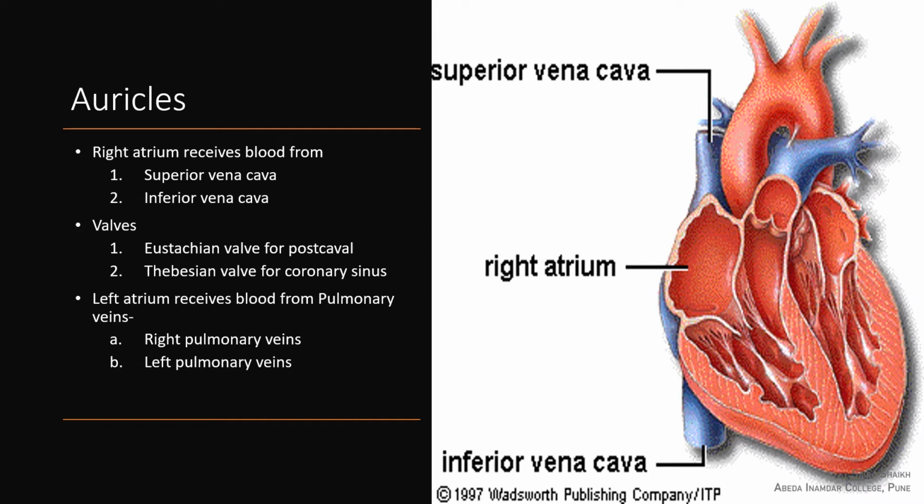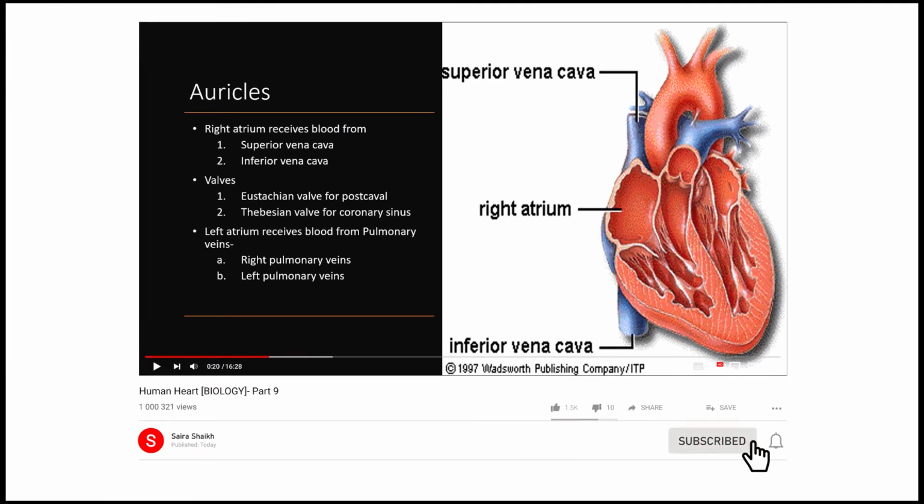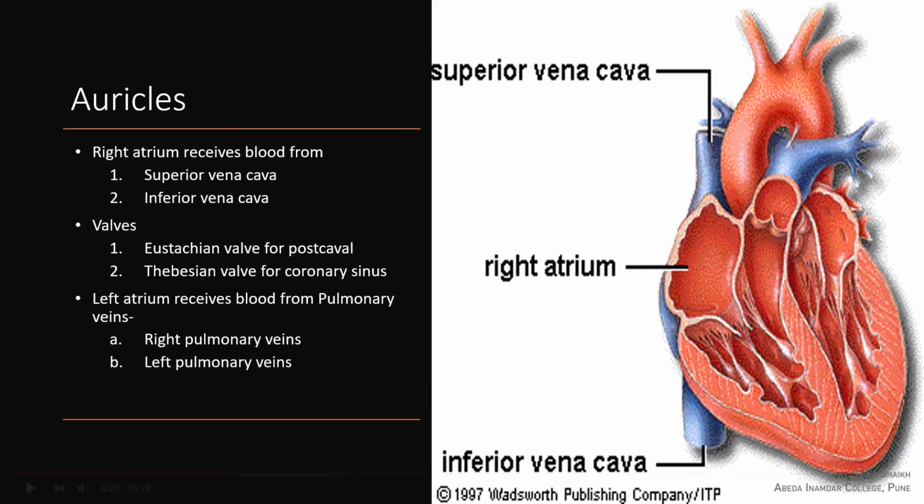Not only that, the coronary sinus also receives the deoxygenated blood from the wall of the heart. In the coronary sinus, coronary veins open, and the collected blood finally enters into the right atrium. So in the right atrium, deoxygenated blood is collected from the superior vena cava, inferior vena cava and coronary sinus.